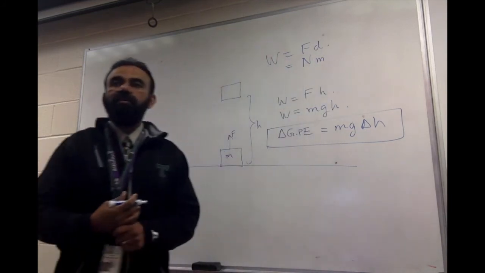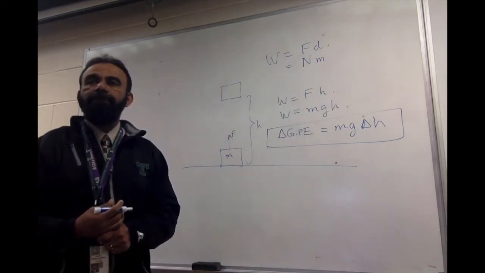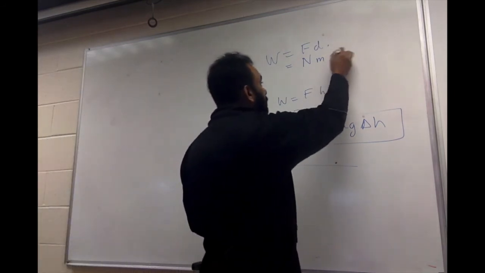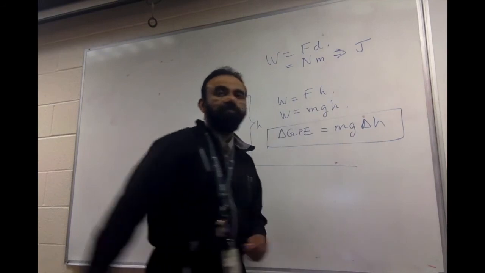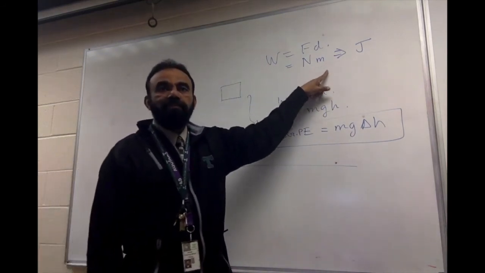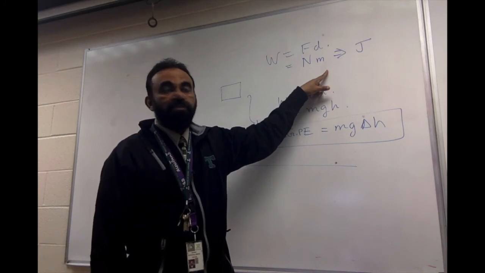So that is a unit of energy. But instead of writing like that, we have a shortcut unit, which is joule. So a joule is nothing but a Newton meter. A joule is just a Newton meter.